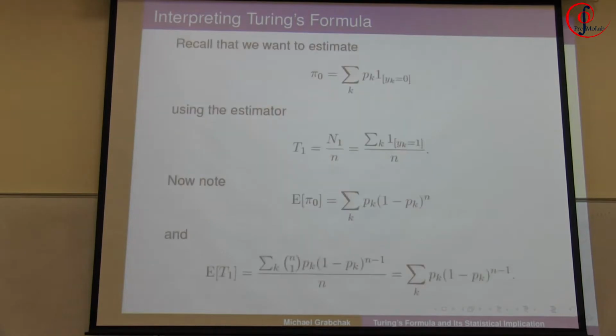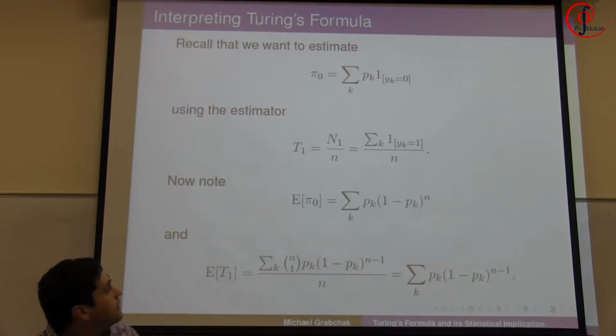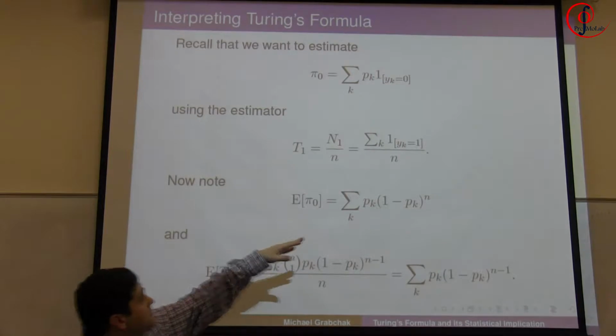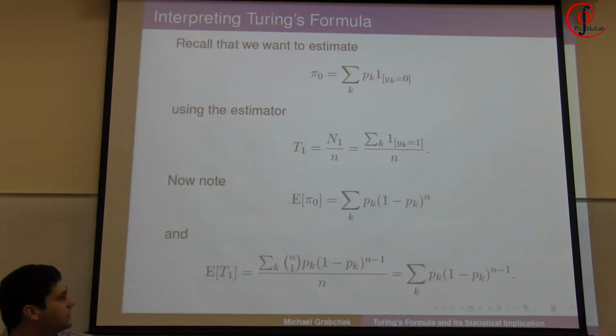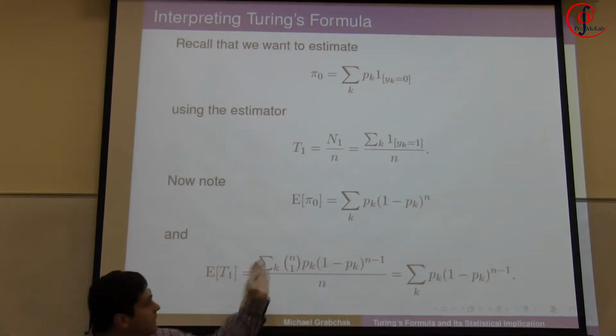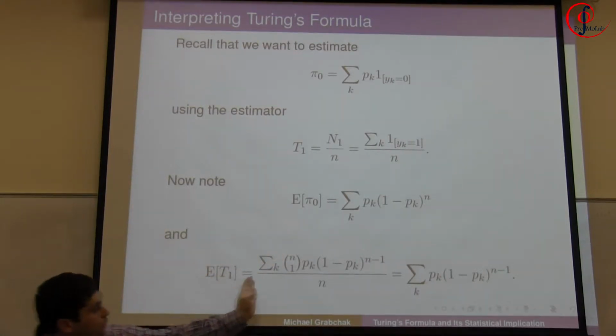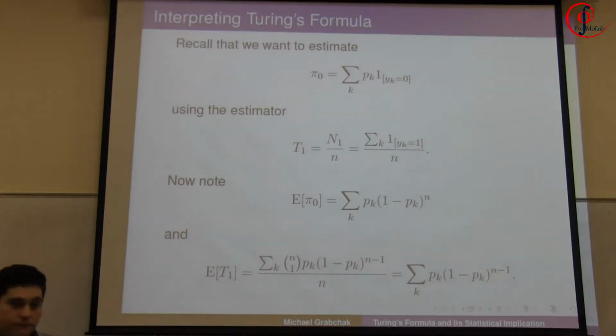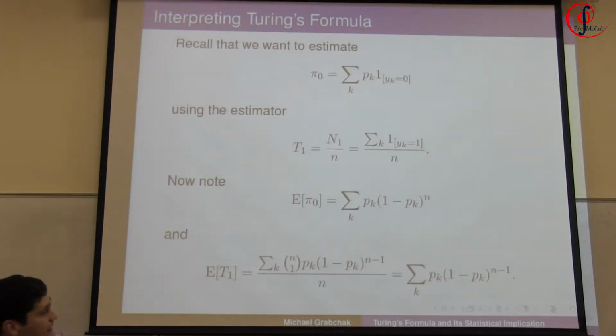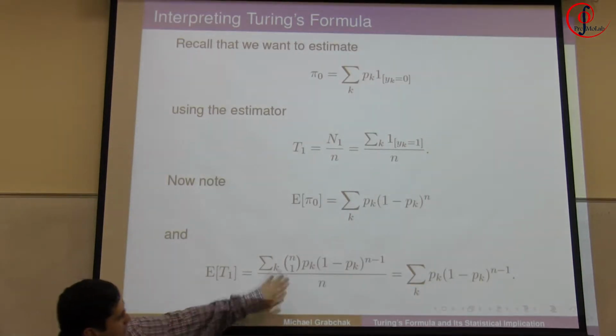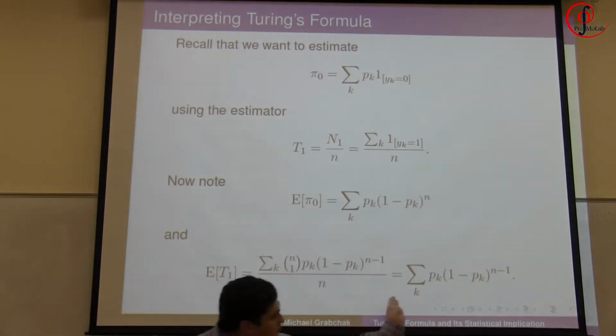Now, what about the expected value of Turing's formula? Again, it's not difficult to see. On the top, it's basically the probability. We can take the expectation, and we get essentially a binomial distribution, and the expected value of the numerator will be given in this form, just from a binomial distribution. Then we can simplify this a little bit, cancel the n's out, and we wind up with this formula.